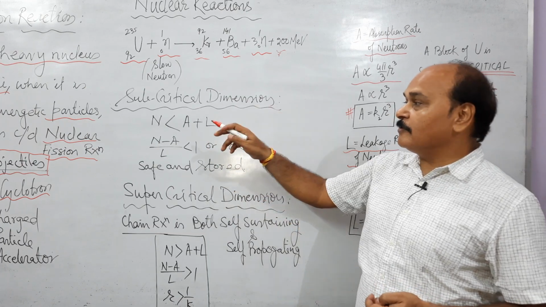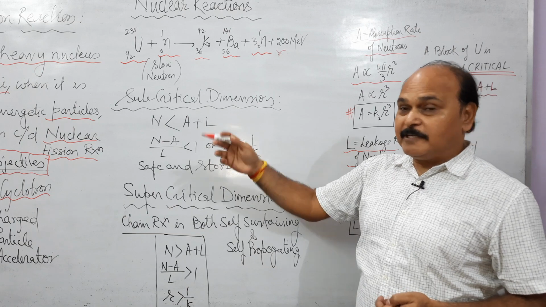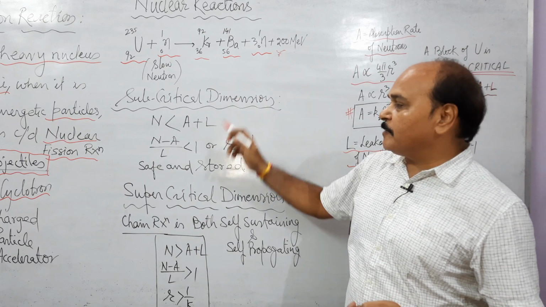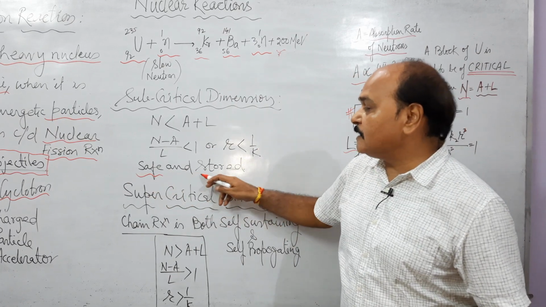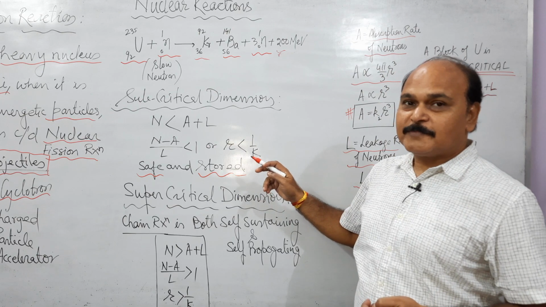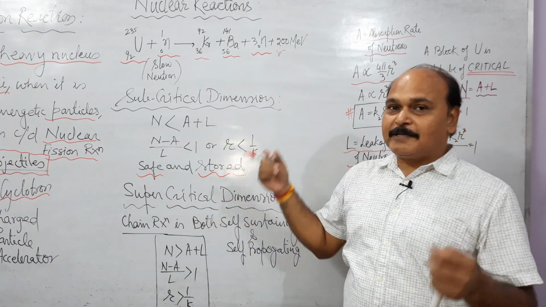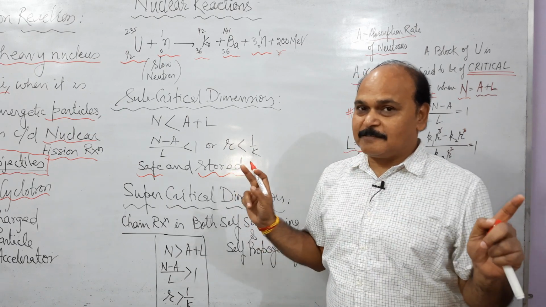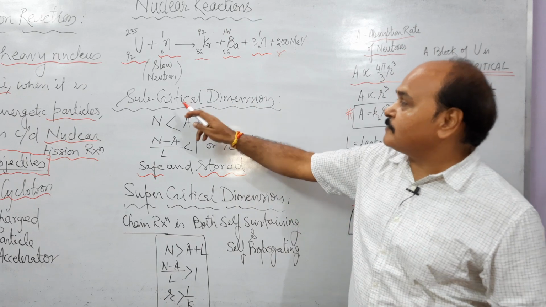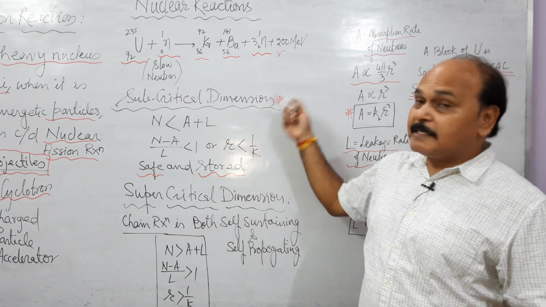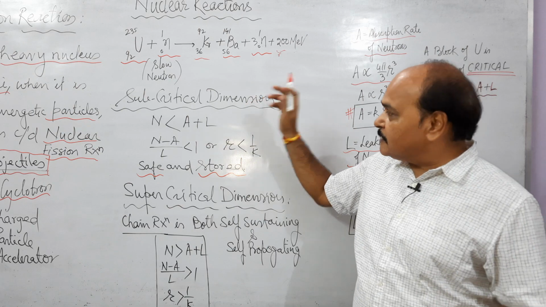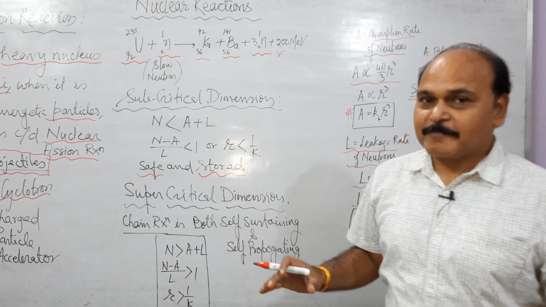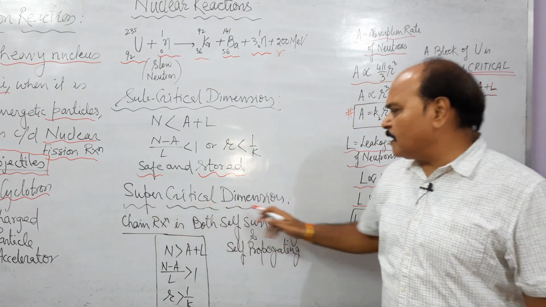The uranium fuel, which is enriched uranium, is always converted into subcritical dimension, and in this subcritical dimension it is safe and stored. So even if slow neutrons from outside strike upon it, there is going to be no fission reaction. So if a uranium block is of subcritical dimension, it is safe, and in this dimension only enriched uranium is stored.